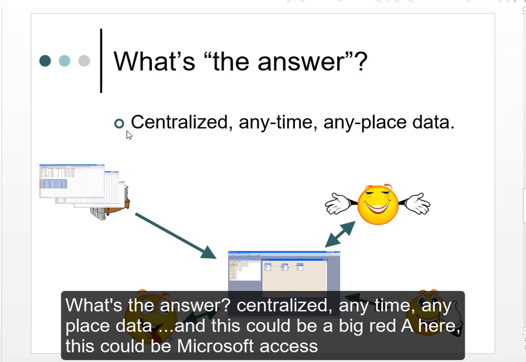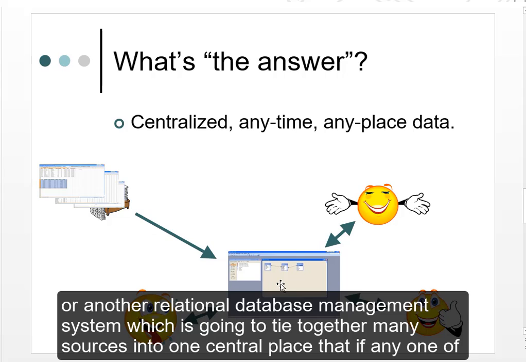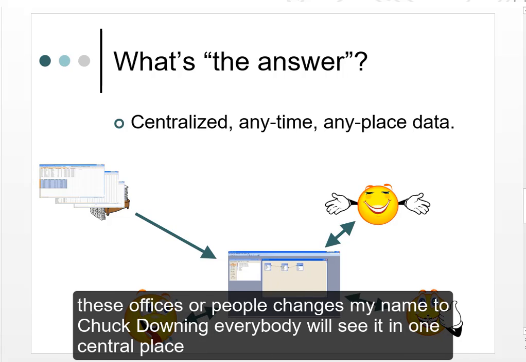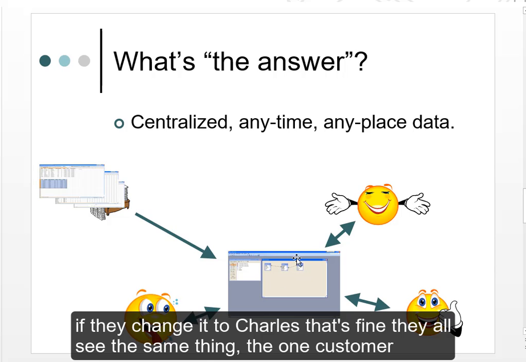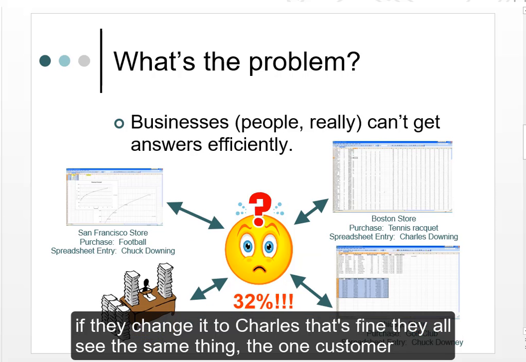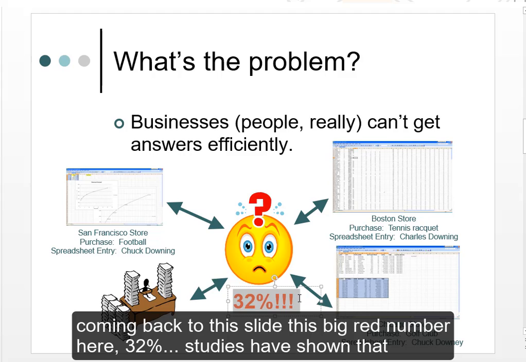What's the answer? Centralized, anytime, anyplace data. And this could be a big red A here. This could be Microsoft Access or another relational database management system, which is going to tie together many sources into one central place. Then if any one of these offices or people changes my name to Chuck Downing, everybody will see it in one central place. If they change it to Charles, that's fine. They'll all see the same thing, the one customer. Coming back to this slide, this big red number here, 32%.